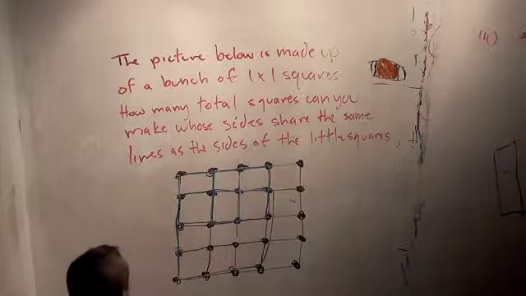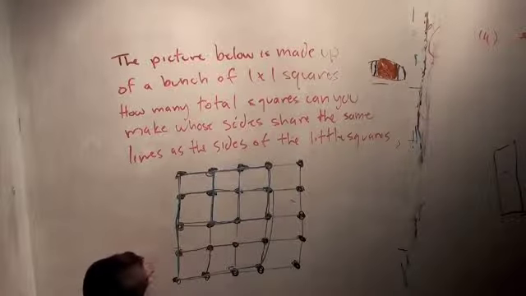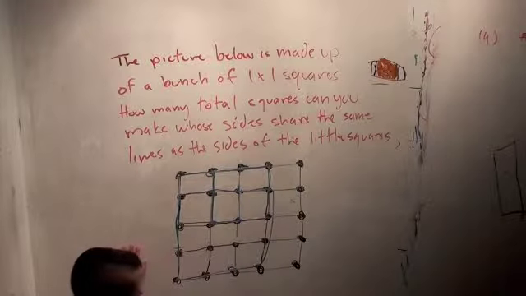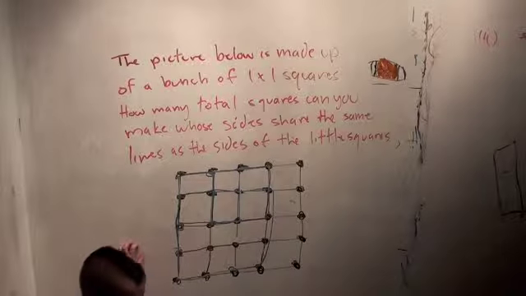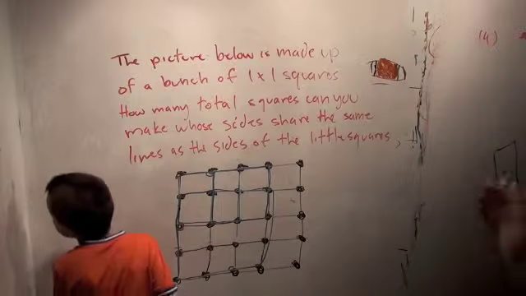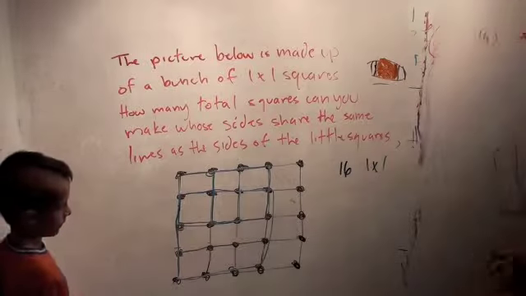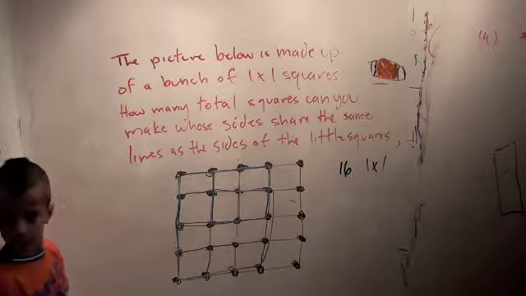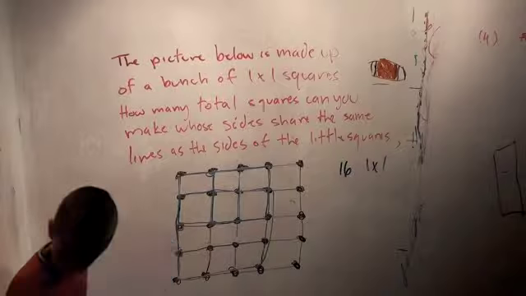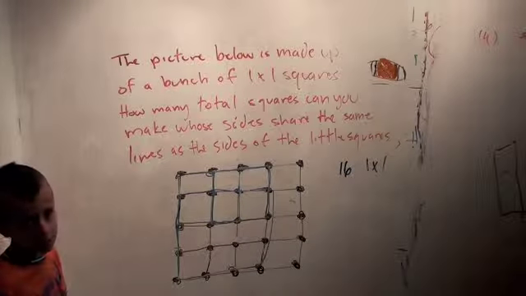Well, we know there's going to be 16 1 by 1s. It's a 4 by 4 square. Okay, so there are 16 1 by 1s. I think I have room to write over here. 16 1 by 1. So there's 16 1 by 1 squares because it's a 4 by 4. Now let's figure out the 2 by 2.